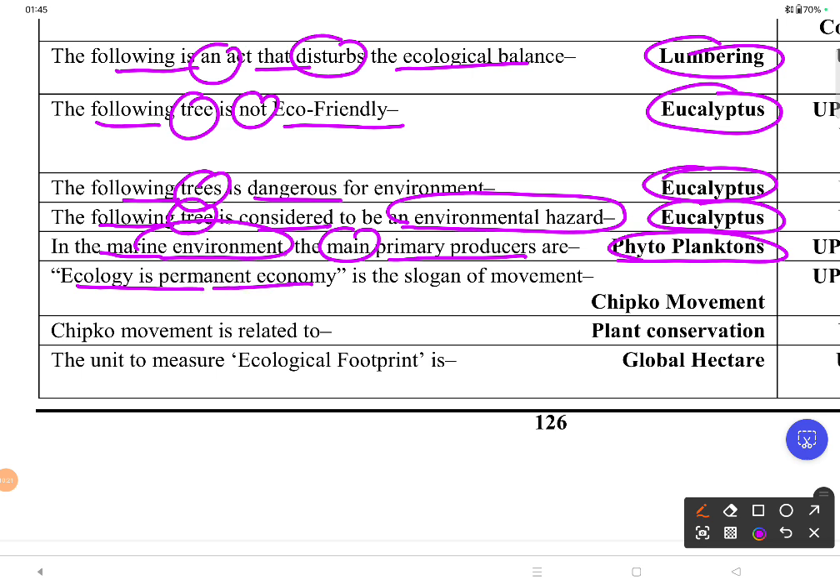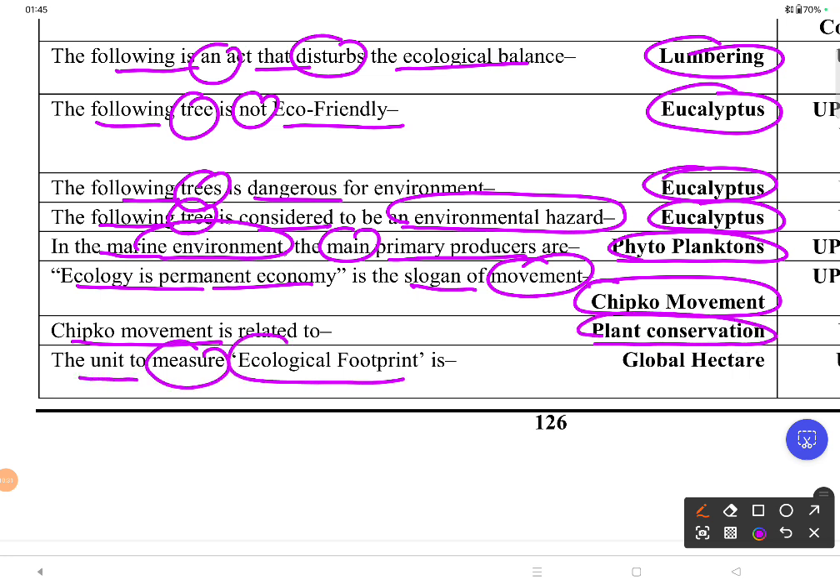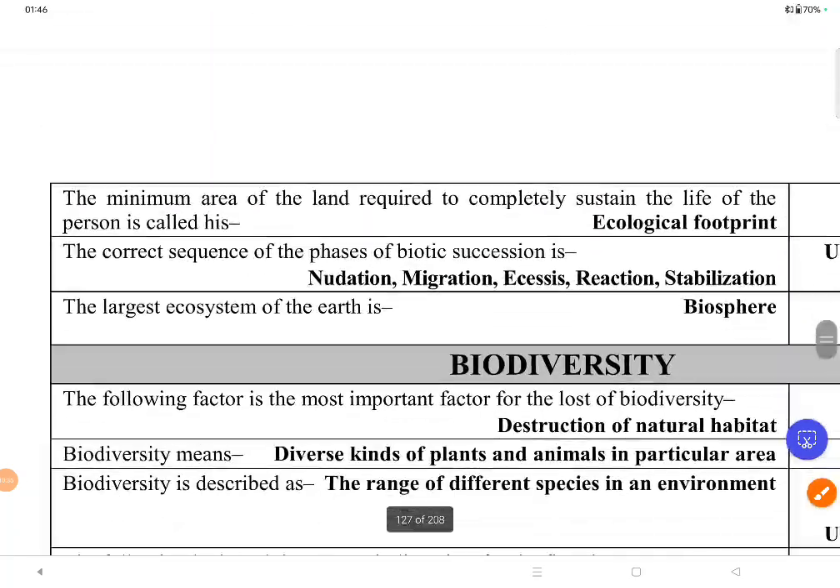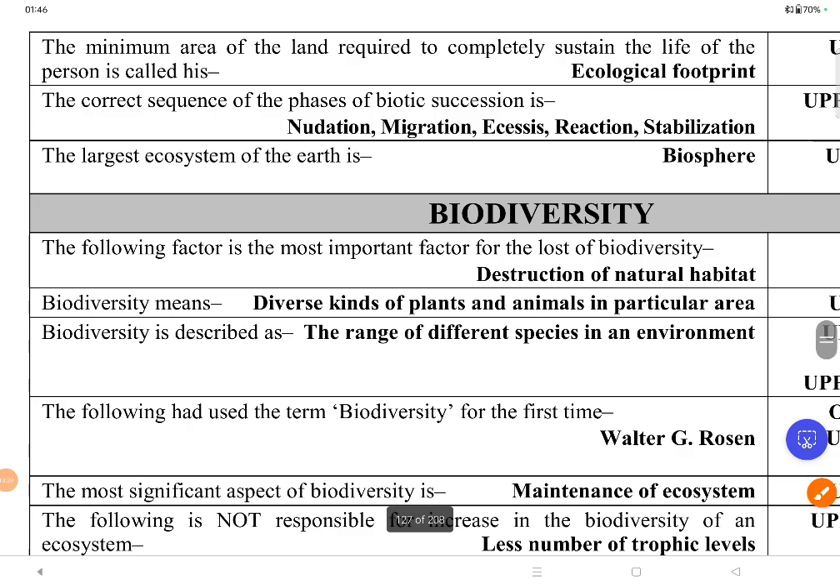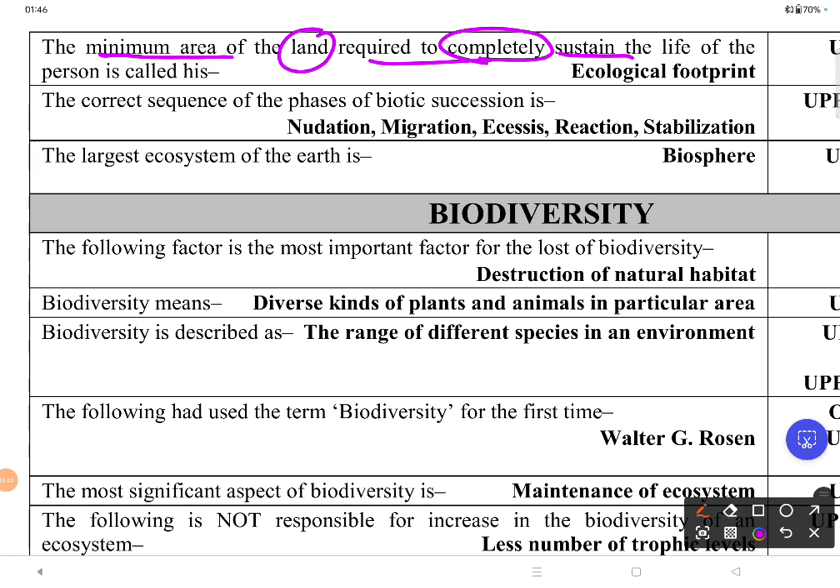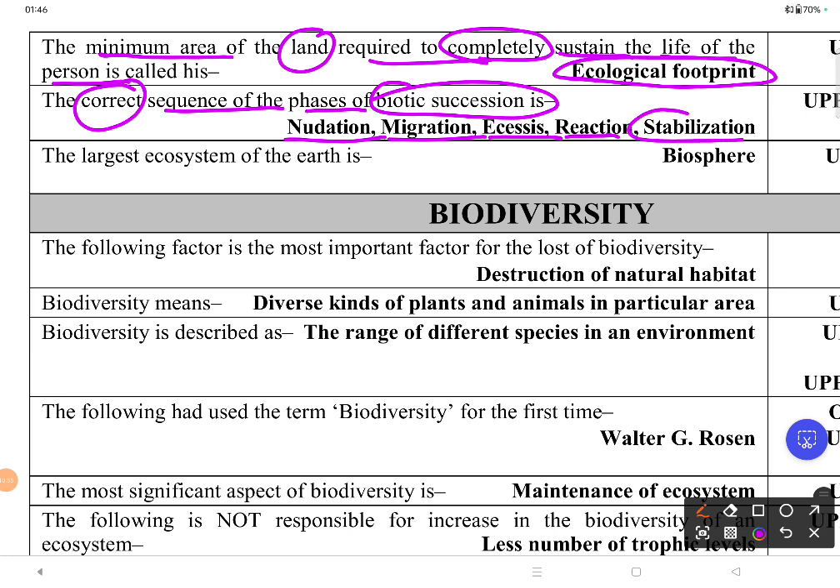Ecology is permanent economy is the slogan of the Chipko movement. Chipko movement is related to plant conservation. The unit to measure ecological footprint is global hectare. Minimum area of land required to completely sustain the life of a person is called his ecological footprint. The correct sequence of the phases of biotic succession is nudation, migration, ecesis, reaction, stabilization.